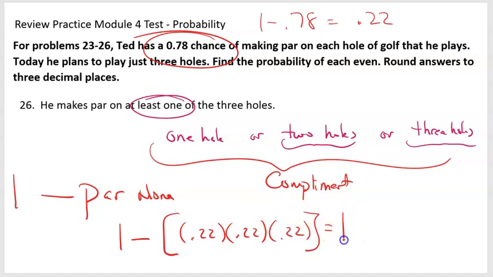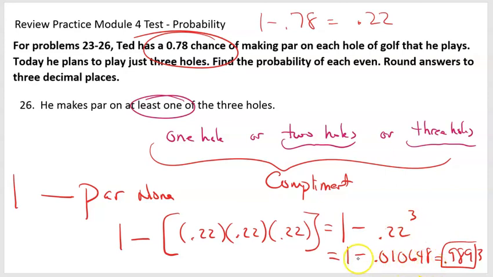So when you calculate that, 1 minus 0.22 to the third, which is going to give you, stand by, I went ahead and wrote it all down. So 0.22 to the third is 0.010648. 1 minus that is 0.9893 and some more stuff. But since we're rounding to 3 decimal places, I just chopped it off at 0.989. So it's very likely that he will get at least one of the holes par.